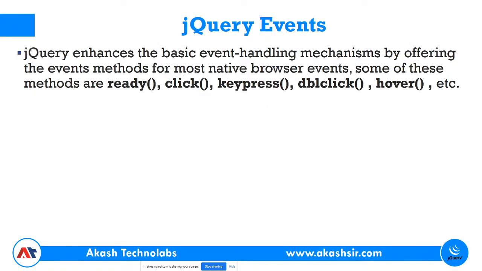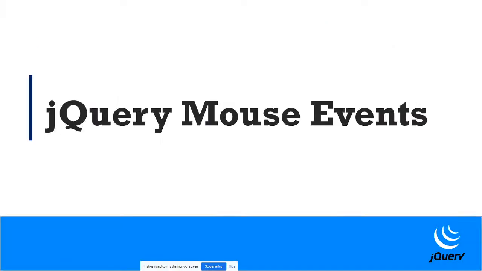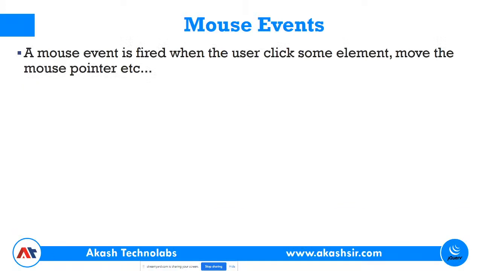Here you can see jQuery enhances the basic event handling mechanism by offering event methods for most native browser events. Some of these methods are ready, click, key press, double click, hover, etc. So these are the different methods and events. A jQuery mouse event is fired when the user clicks some element or moves the mouse pointer, etc.